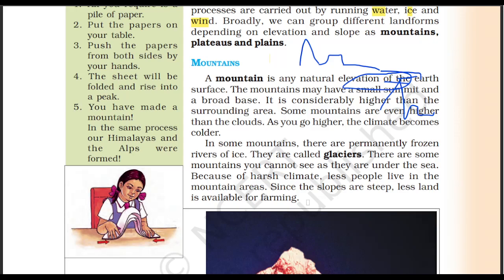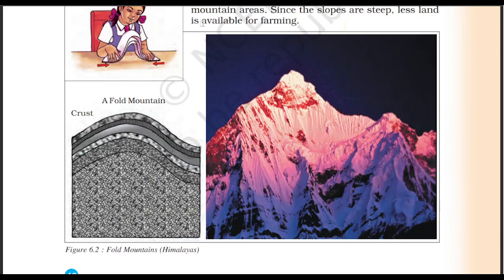This is a folded mountain. Folded mountain means when you fold, as this girl is folding the paper, this is a folding mountain. With pressure from this side and that side, the page folds; that is called folded.